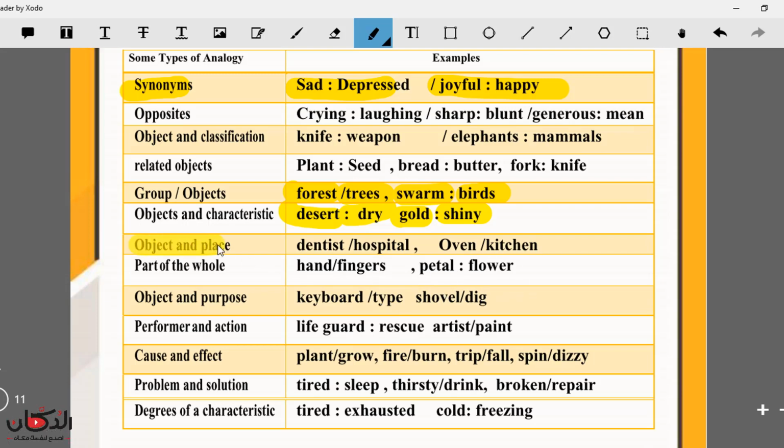Okay, we forgot to say object and place. A dentist works in a hospital. An oven is usually in the kitchen. Object and purpose, like a keyboard: we use a keyboard to type. We use a shovel to dig. Performer and action, like the teacher and teach, a lifeguard who rescues people. Cause and effect, like plant and grow, fire is to burn, and so on.